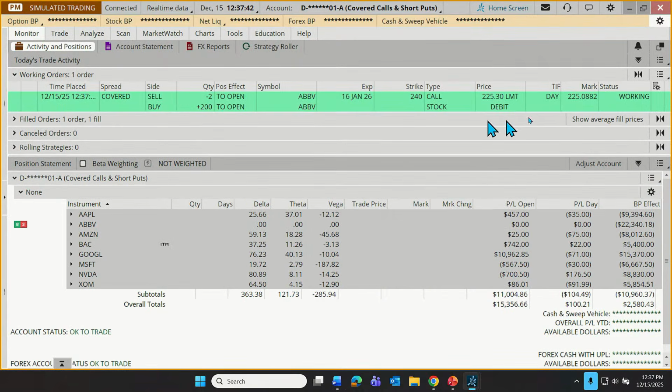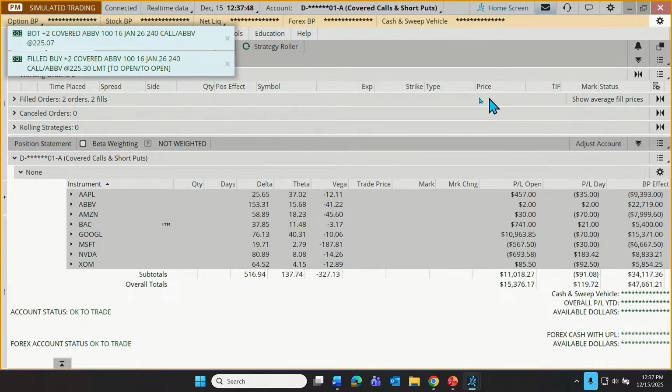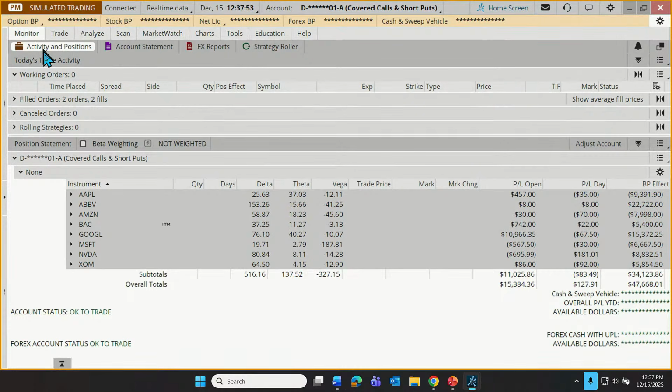We go to the working orders. We're offering to pay a debit of 225.50 or 30, and that filled for 225.07. All right, great. So that is now in the portfolio. It's by default. There we are.